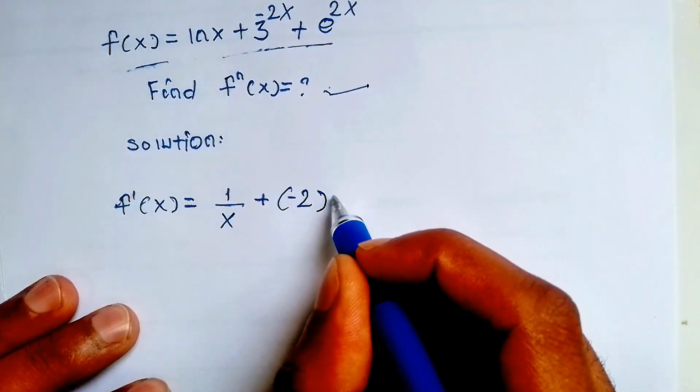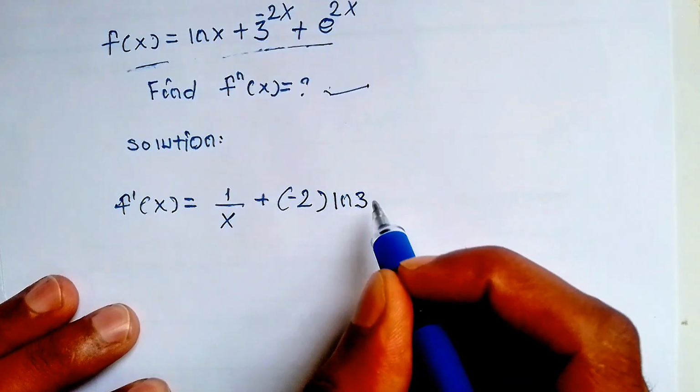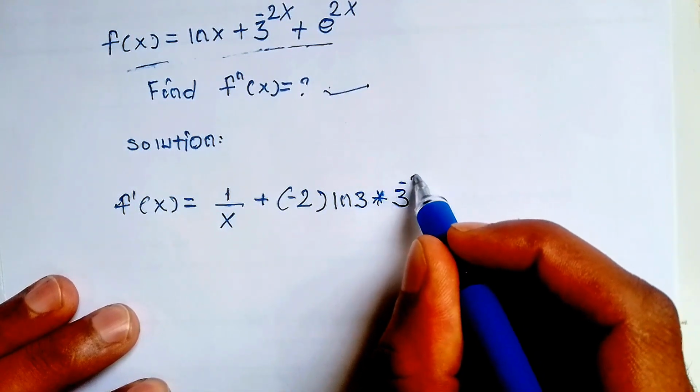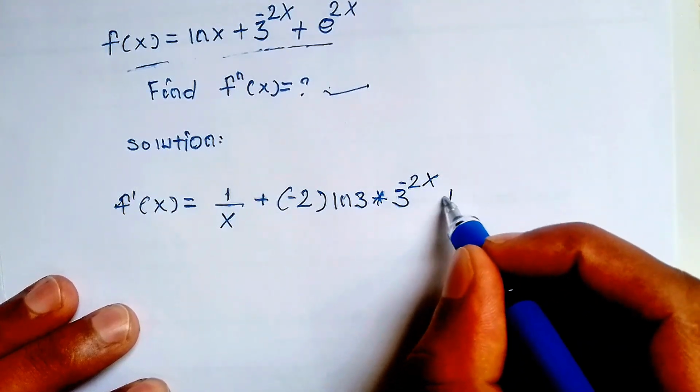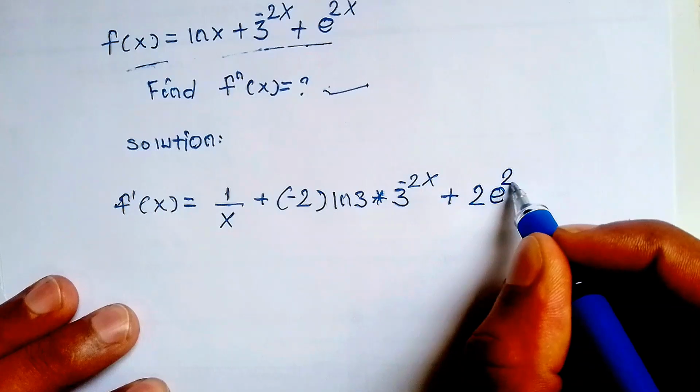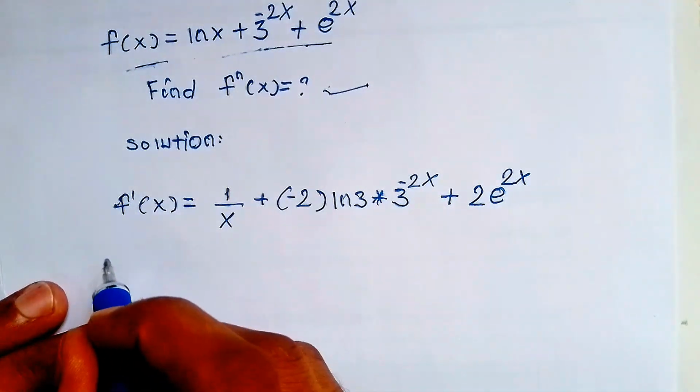Here's the key idea: we differentiate each term separately. Why? Because derivatives follow the rule: the derivative of a sum is the sum of derivatives. So we'll handle 1, ln x, 2, 3^(2x), 3, e^(2x). Then combine everything at the end.